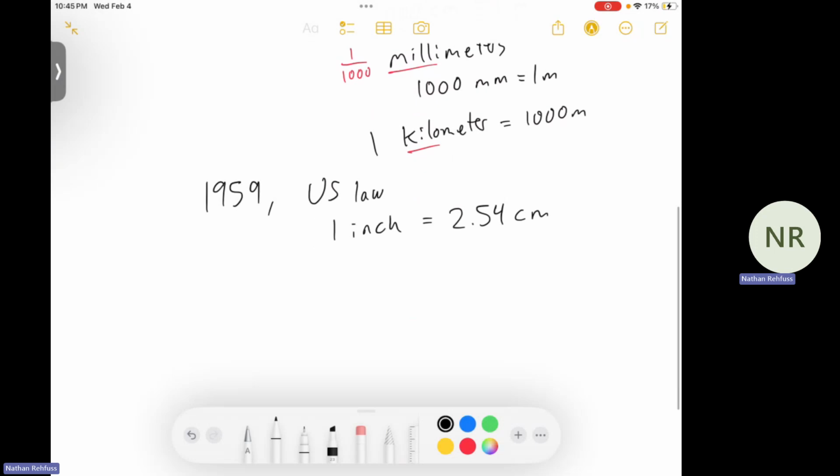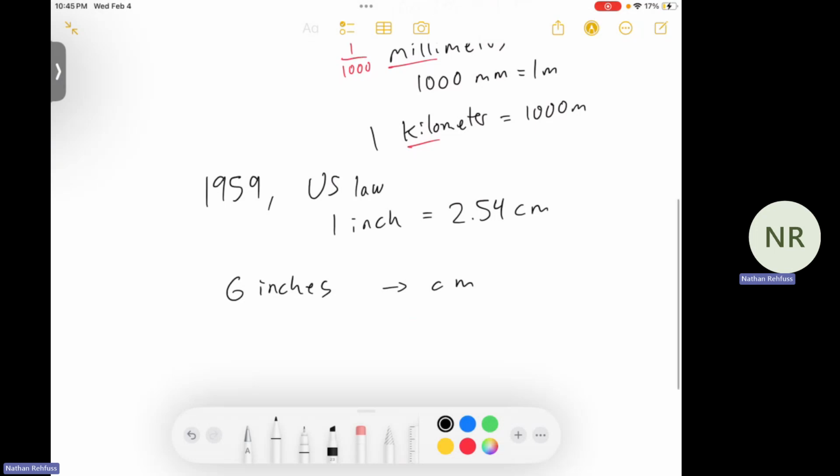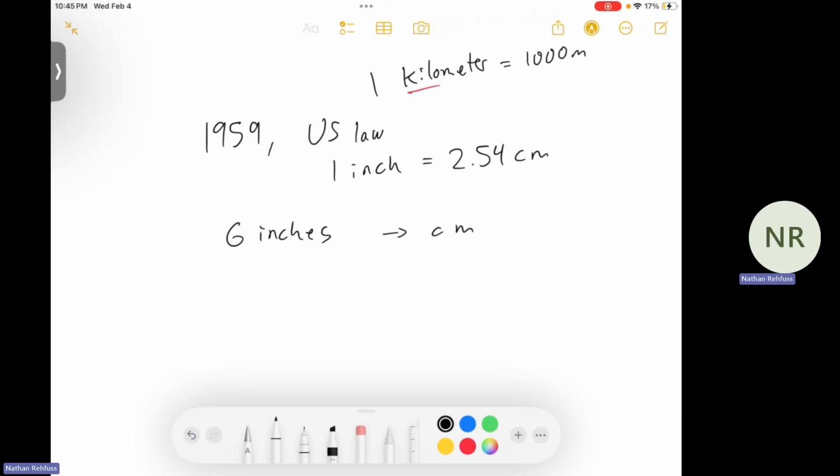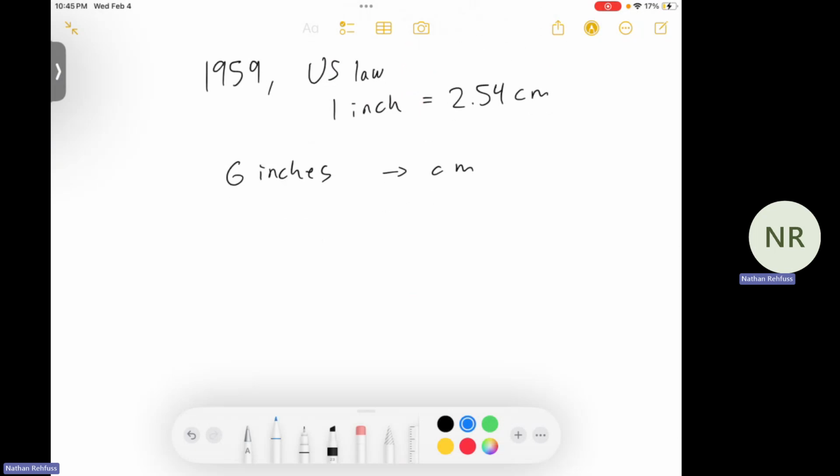Okay, so let's say I have something that's 6 inches long, and I need to convert that to centimeters. Do I multiply by 2.54? Do I divide by 2.54? You might know the answer, but I've got a system to show you that'll help us keep track of that answer in all cases. So here's a tool that's going to always help us decide whether to multiply or divide by the conversion factor. It's called a unit fraction.